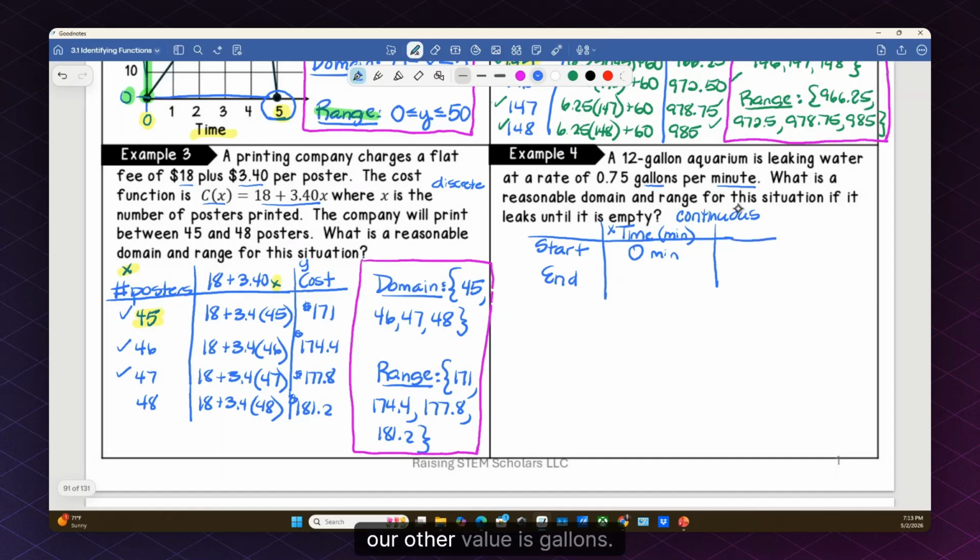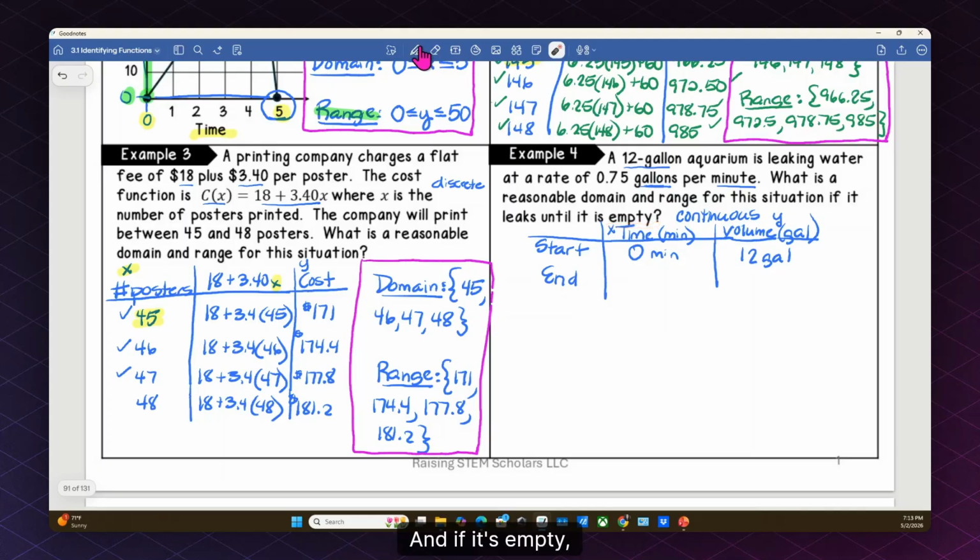Let's look at our other value. So our other value is gallons. That's a volume, and so we can measure that. That's Y. We measure that in gallons. So as time goes on, the volume will decrease. At the very beginning, before it started doing any leaking whatsoever, it's at 12 gallons, and it's going to go until it is empty. And if it's empty, it's going to end up at 0 gallons.